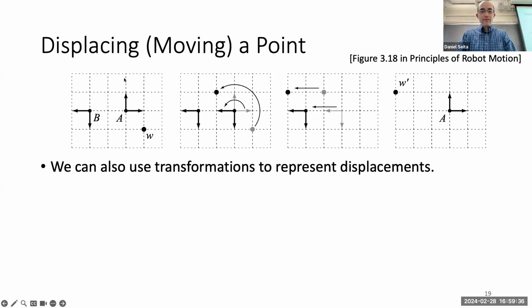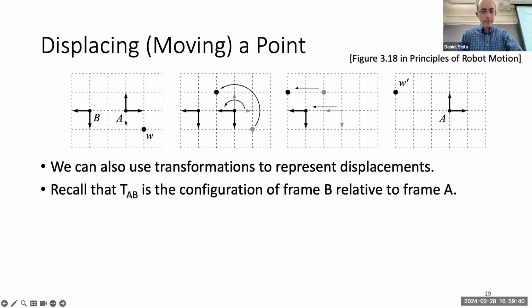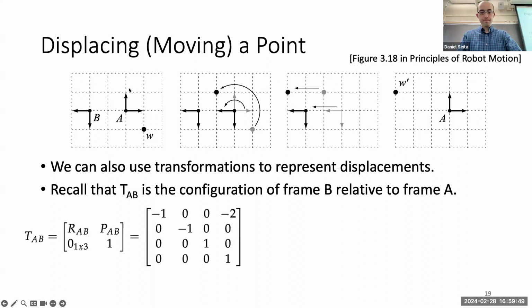So this is what we have to the left here. This is like the starting scenario. Recall that TAB is the configuration of B relative to frame A. And we covered this in the last few slides.